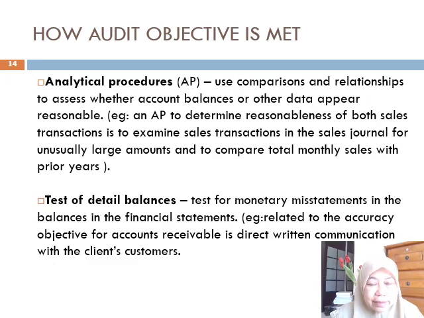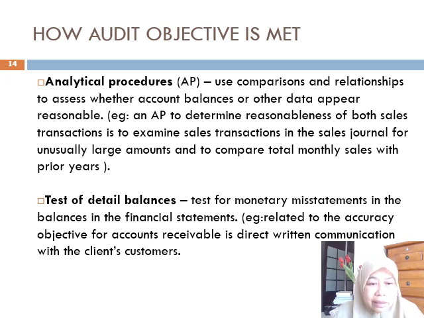Okay, the next test is analytical procedures. This is where the auditor uses comparison and relationships to assess whether account balances or other data appear reasonable. For example, the auditor can calculate ratios, the auditor can perform comparison between financial data and other financial data, for example, like calculating the profit margin, or the auditor can make comparison between financial data and non-financial data.